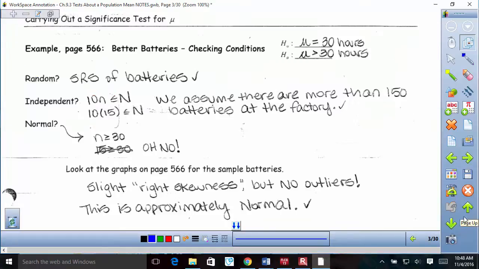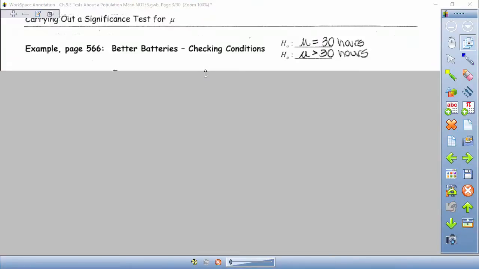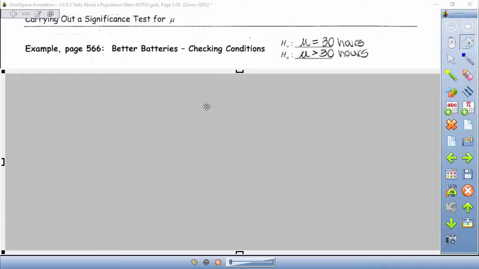All right, checking your conditions. Once again, I know y'all did it 100 times. I hope that the more we do it, the more you understand it.